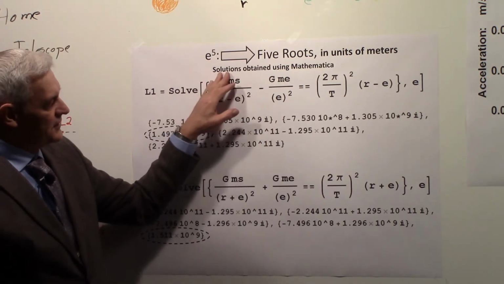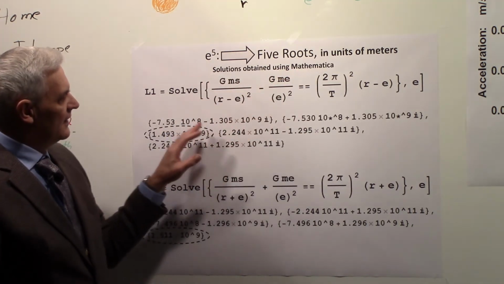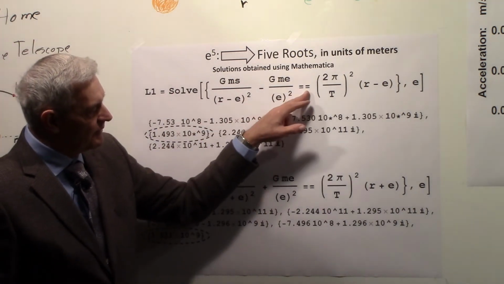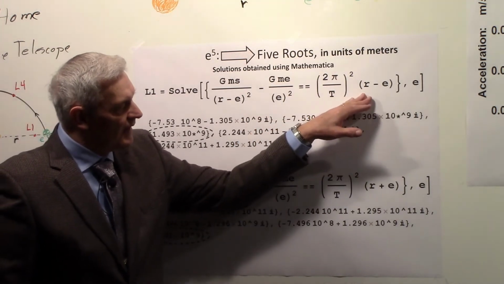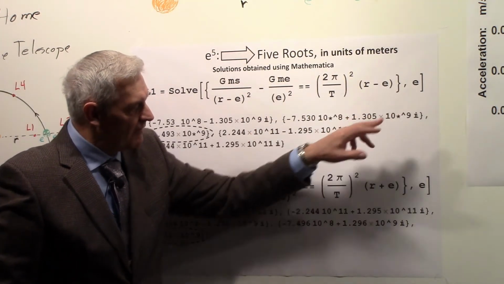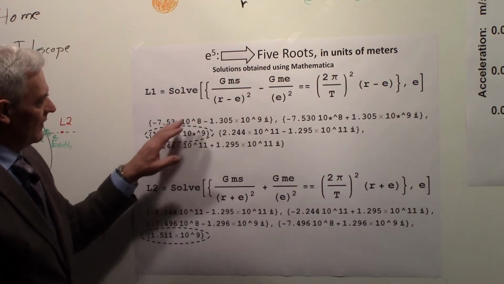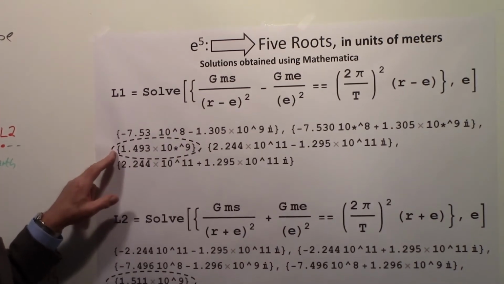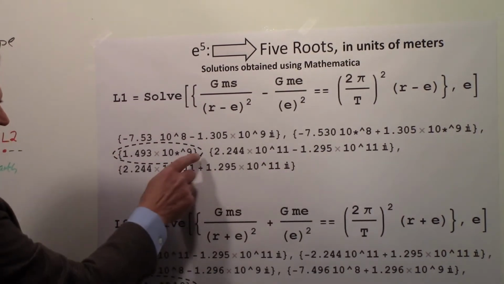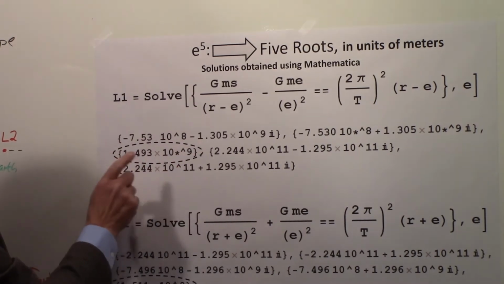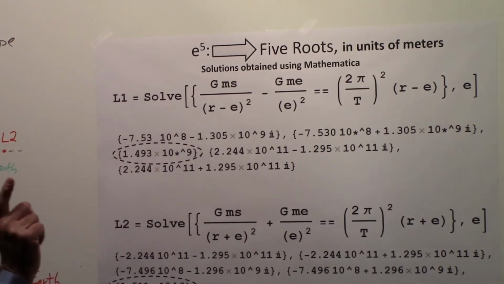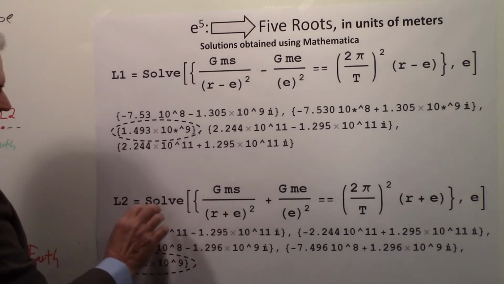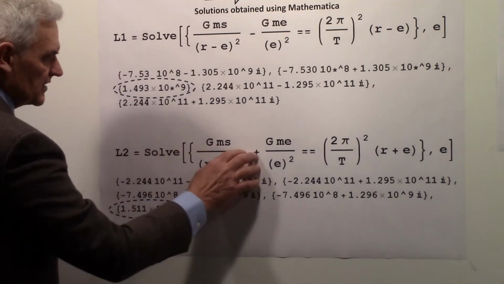And what I'm showing you here is the solutions obtained using Mathematica. So for Mathematica, all I have to say is solve this expression, put a double equal sign in here, and then the quantity that I'm solving for, and this is the result. So you see I have 1, 2, 3, 4, 5 values. There's only one real value. All the others have the imaginary number in it. And so this is the solution for L1. We had 1.49 on our chart. So it agrees nicely.